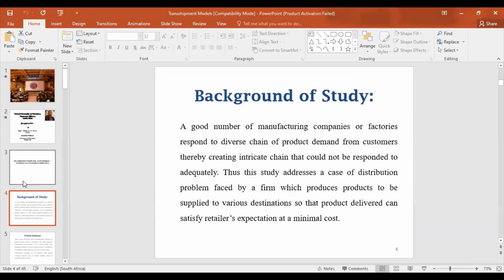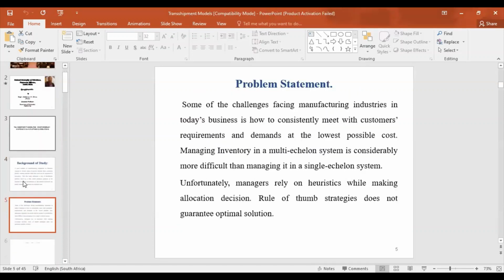So this study addresses a case of distribution faced by a manufacturing company where product is to be supplied from source to multiple destinations. So the interest is to view the best possible ways of making allocation decisions at optimal cost.